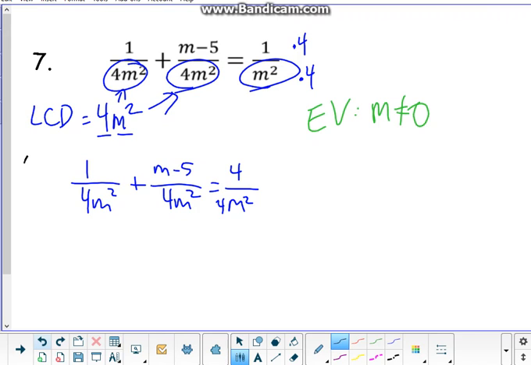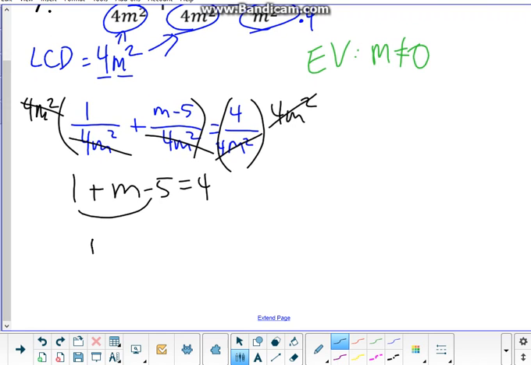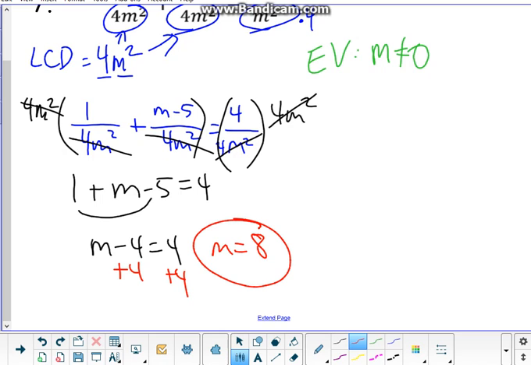This is where we can get rid of that denominator by multiplying the entire thing, both sides, by that denominator. That makes those go away. Okay, just left with my numerators now. 1 plus m minus 5 equals 4. We can combine like terms on this left-hand side. 1 minus 5 is a negative 4. Now we can add 4 to both sides, and we have m equals 8. Okay, and that's that. M equals 8. Was this one of our excluded values? No, so it is okay.